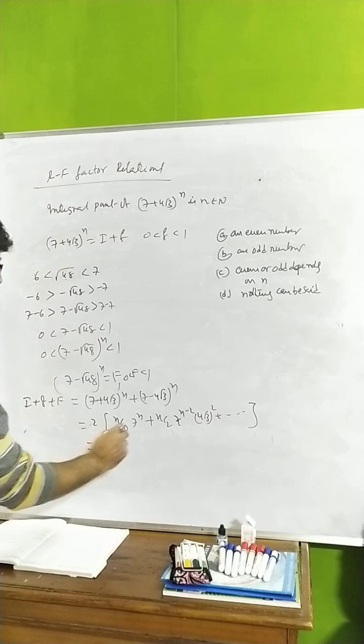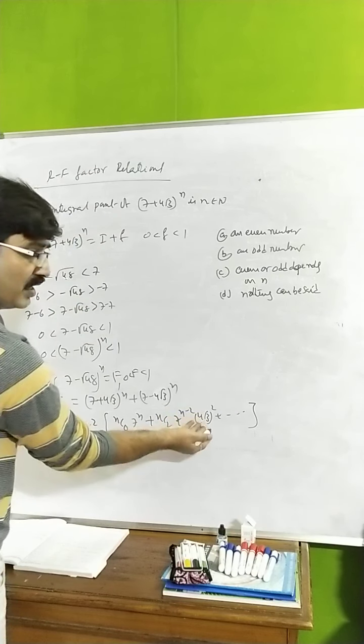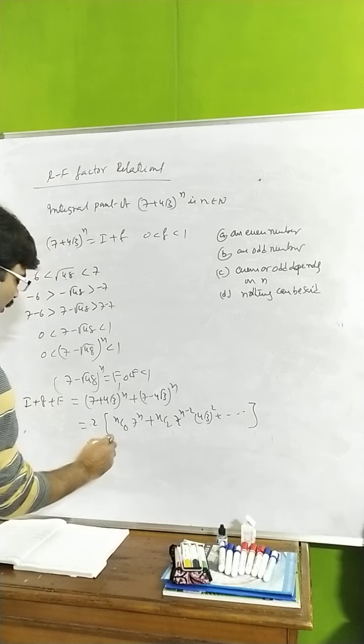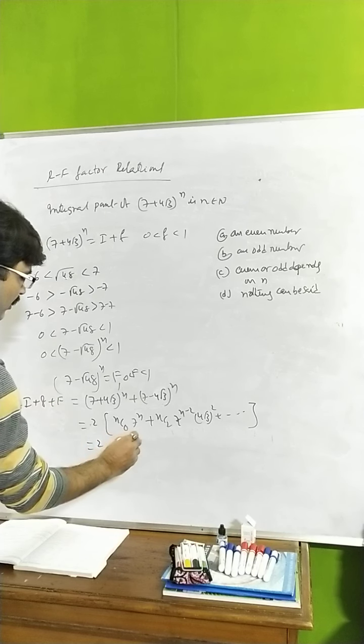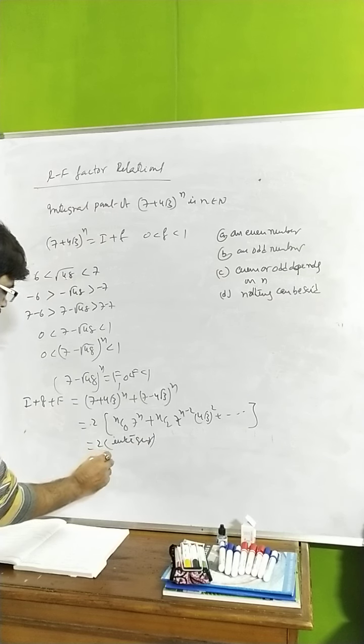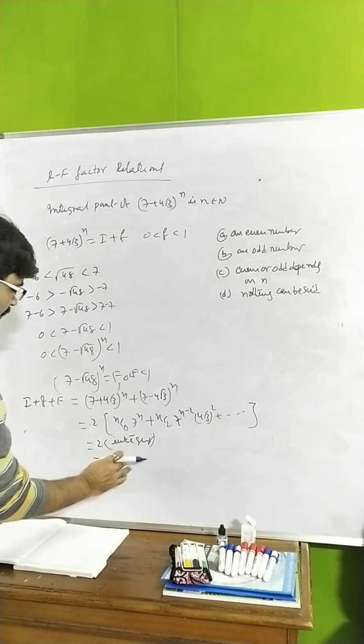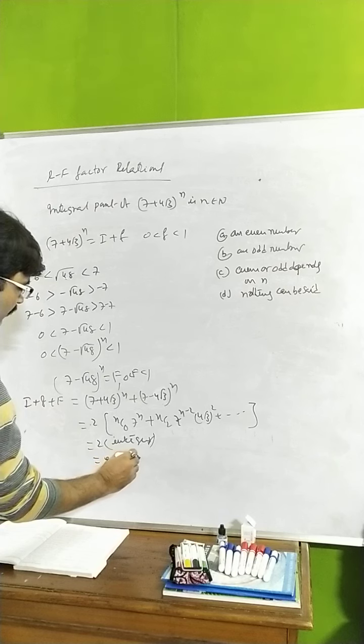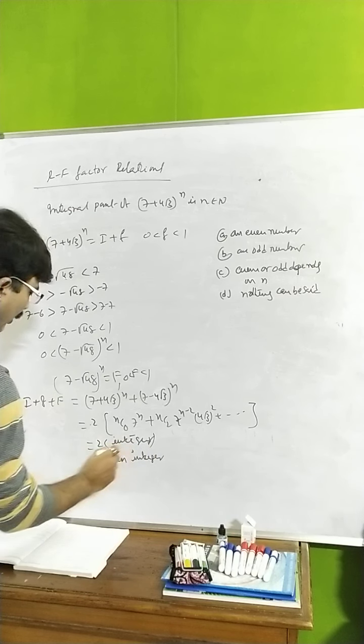What we can say is that it is an integer, because the square is there, so the irrational part is going to be avoided. So 2 into integer, see this, 2 into integer we are getting, 2 into integer means even integer, we got it even integer.